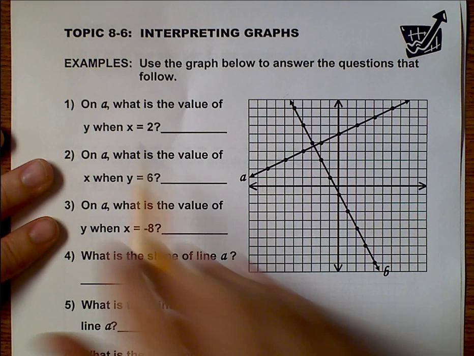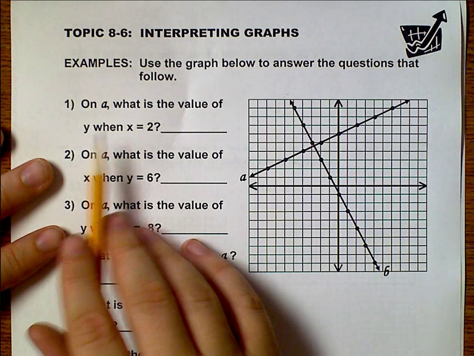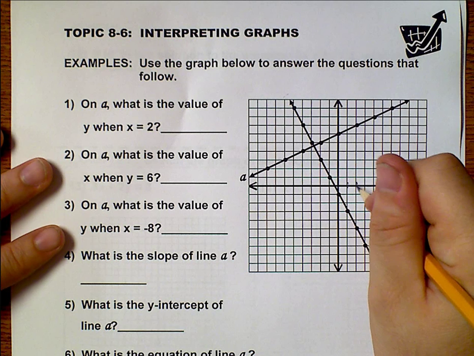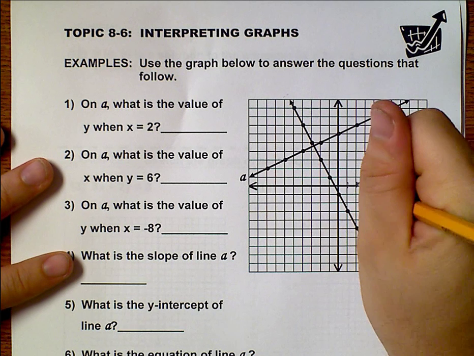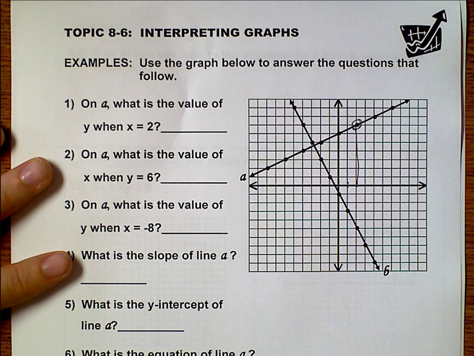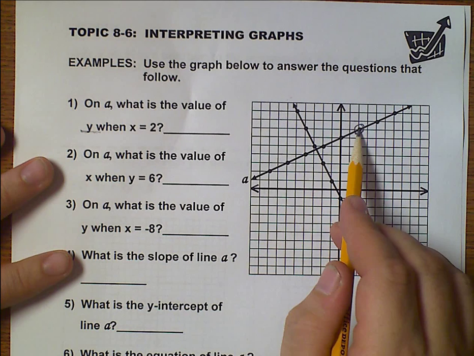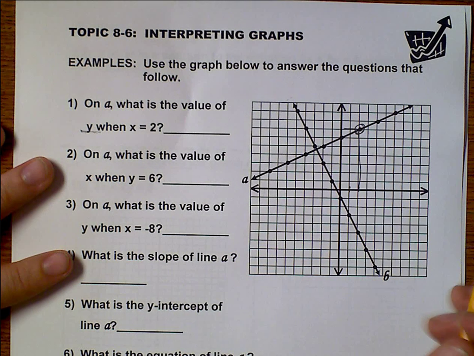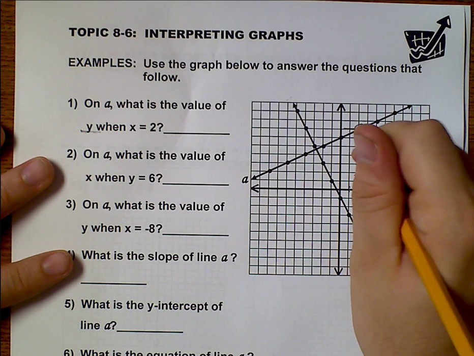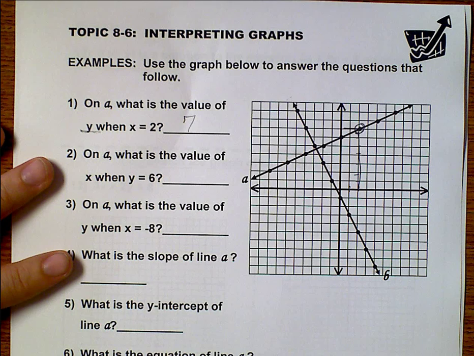So on line A, we want to know what is the value of y when x equals 2. So I'm going to come over here, x equals 1, x equals 2, shoot on up, and this is the point that I'm looking at. And I want to know what is my y value. So I can just count how far up it is. 1, 2, 3, 4, 5, 6, 7. And so my y value is 7.